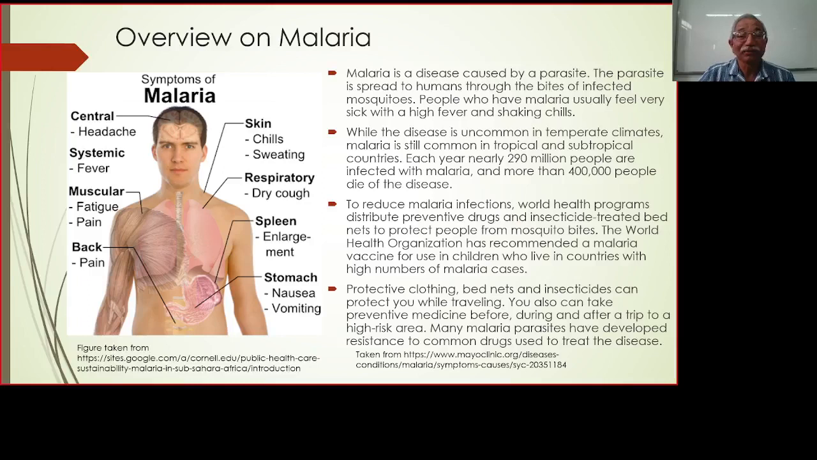So to reduce malaria infections, the World Health Organization distributes preventive drugs and insecticide-treated bed nets to protect people from mosquito bites. And the World Health Organization has recommended a malaria vaccine, which they are now experimenting with. I will show you the data. And protective clothing, bed nets and insecticides can protect you while traveling. You can also take preventive medicine before the travel.